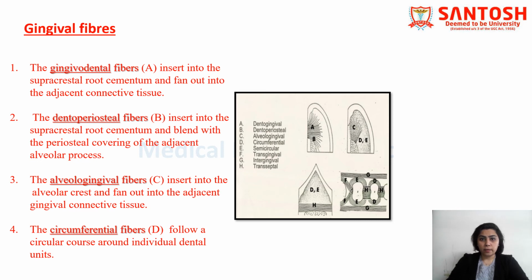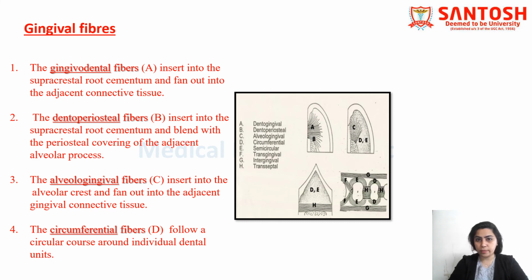So these are the types of gingival fibers. The dentogingival fibers insert into the supracrestal root cementum and fan out into the adjacent connective tissue. The dentoperiosteal fibers insert into the supracrestal root cementum and blend with the periosteal covering of the adjacent alveolar process. The alveologingival fibers insert into the alveolar crest and fan out into the adjacent gingival connective tissue. The circumferential fibers follow a circular course around the individual dental unit.